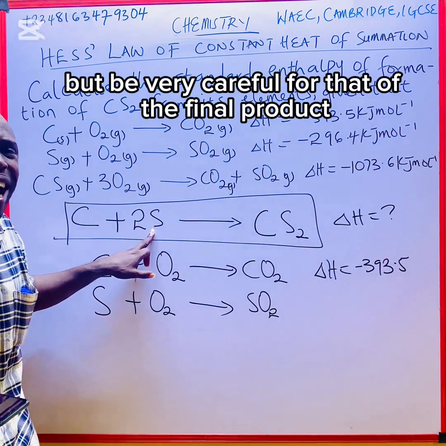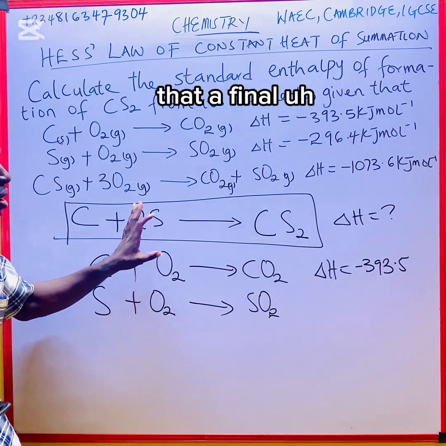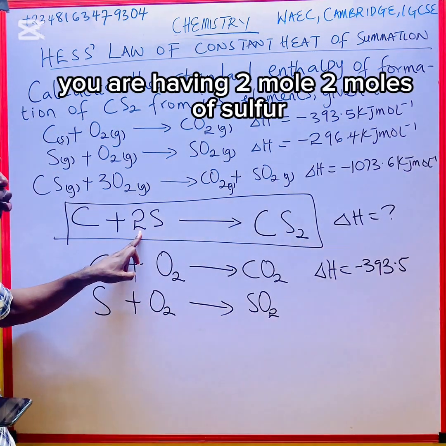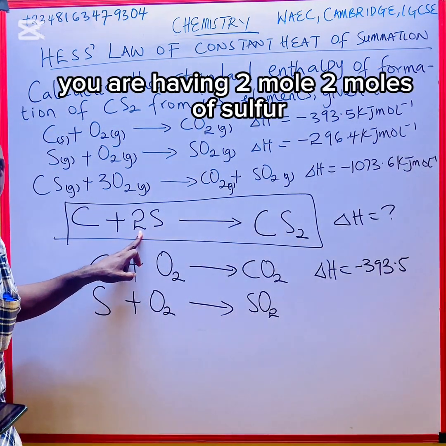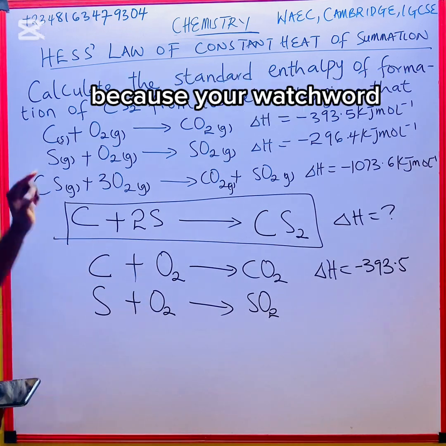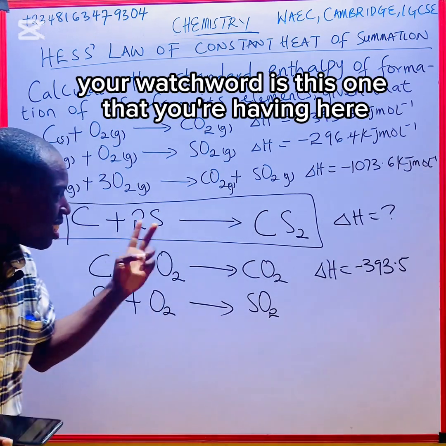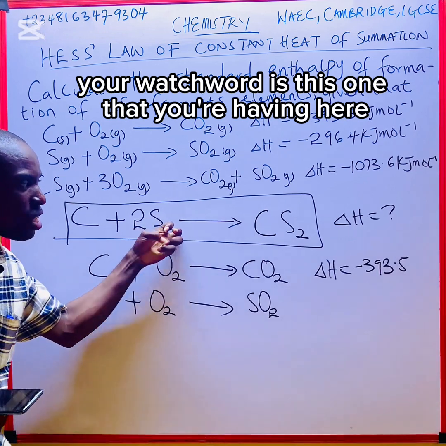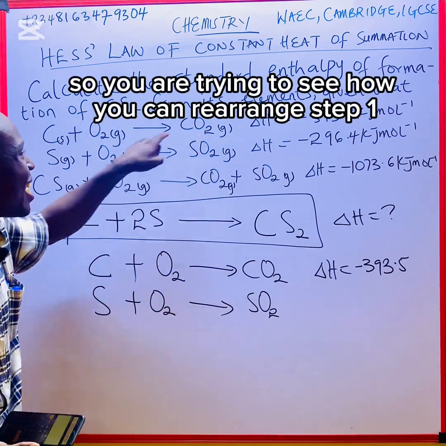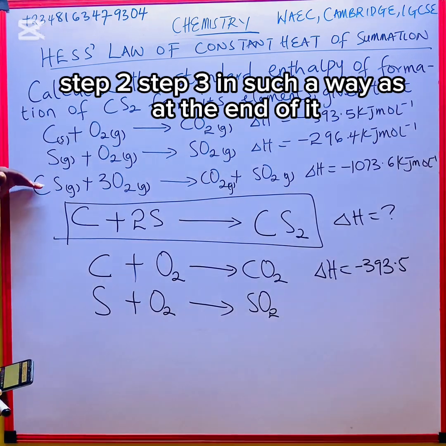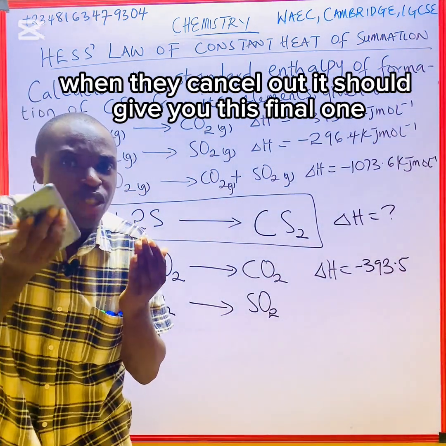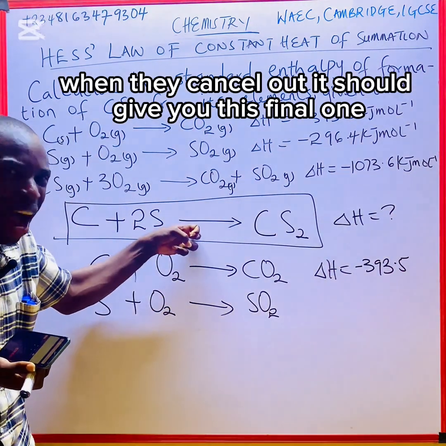But be very careful. For the final reaction that you are giving here, you are having 2 moles of sulfur. It means that in this step 2 here, because your watchword is this one that you are having here. This is your watchword. So you are trying to see how you can rearrange step 1, step 2, step 3 in such a way that at the end of it, when they cancel out, it should give me this final one.